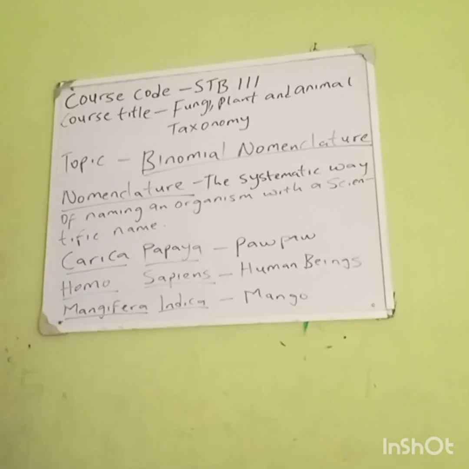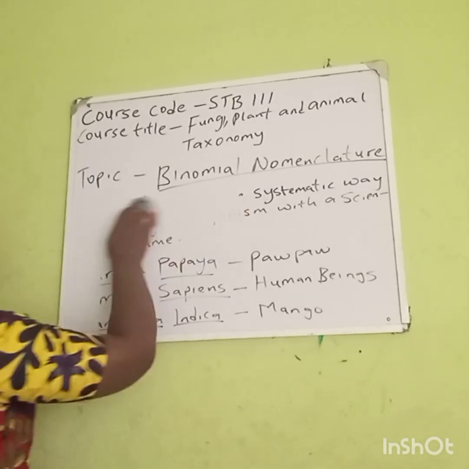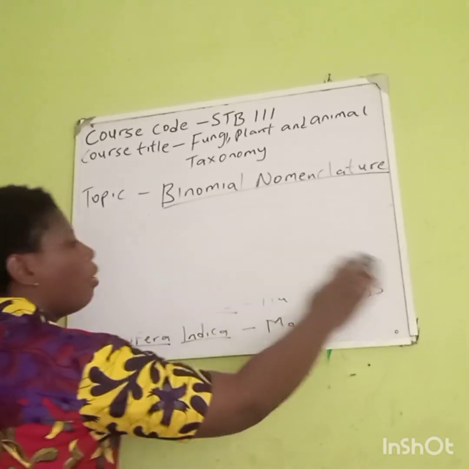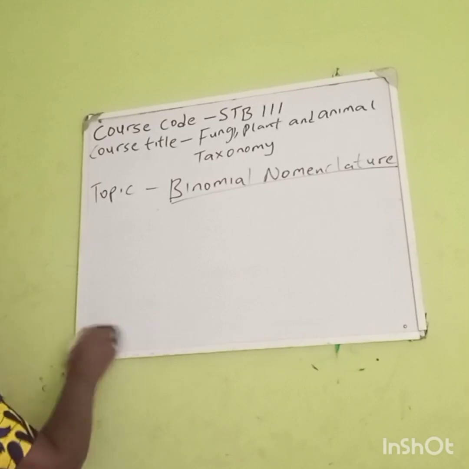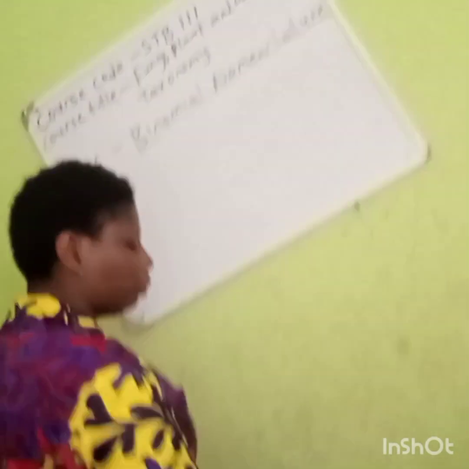So let us continue. We have already known what is nomenclature, that nomenclature is a systematic way of naming an organism with a scientific name. So having known what is nomenclature, we are going to know what is binomial nomenclature.